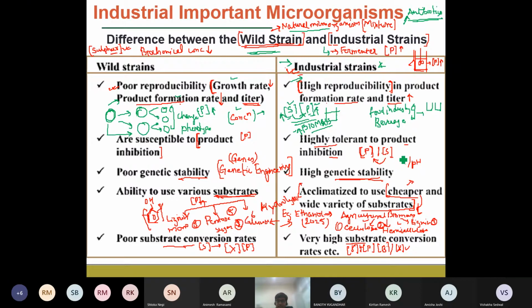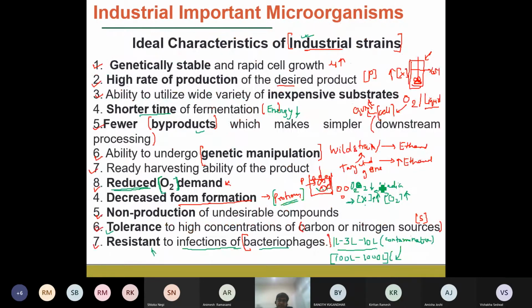Other than that, we have seen that it should be tolerant to high substrate and product concentrations. They should be genetically stable, as we already talked about, and they should be able to utilize cheap substrates and convert them. Also, they should be able to convert the byproducts that are produced by any fermentation. If they can convert the byproducts into the targeted products, the overall yield of the product is going to increase significantly. So these are some of the advantages, and we will look into the techniques by which we can modify those industrial strains, selecting from the wild strain.